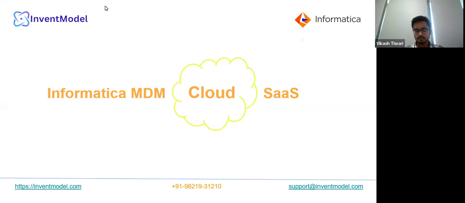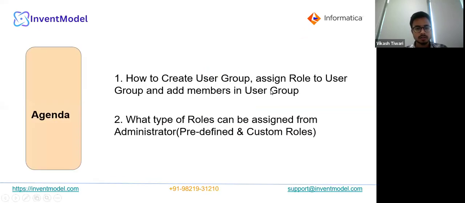So today we are going to cover the Informatica Cloud SaaS class. Our topics today are how to create a user group, assign roles, and add members to the user group. The second topic is what types of roles can be assigned from Administrator. Administrator is a tool in Cloud SaaS where we can assign roles. We have two types of roles here: predefined roles, which are pre-built, and custom roles. We have to create our own custom roles so we can assign them to the users. So we will cover these two topics in this class.